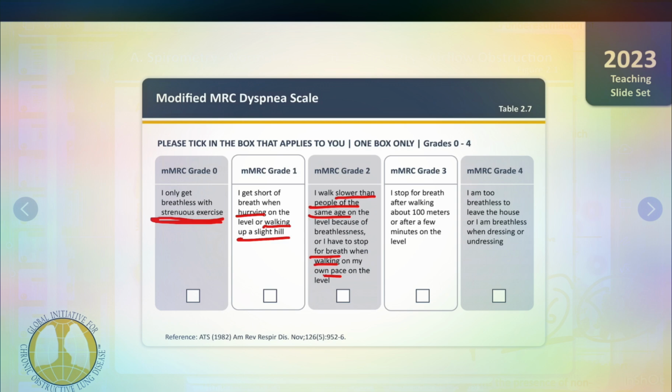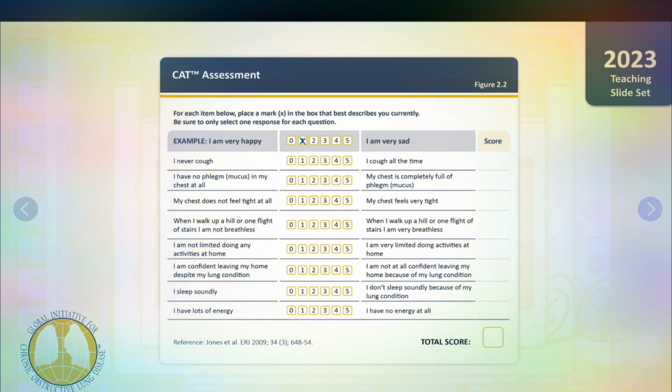Then comes mMRC grade 3. Here the patient gets dyspneic while walking for 100 meters or for a few minutes. And what is grade 4? Grade 4 is when the person gets breathless even while dressing or undressing, or in resting condition.